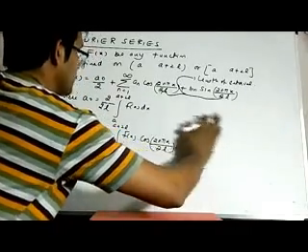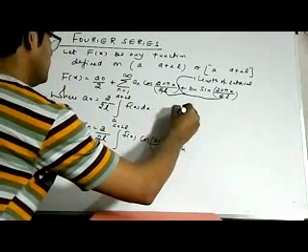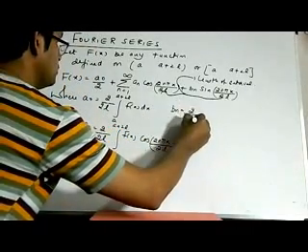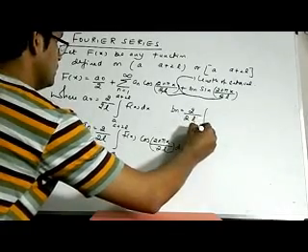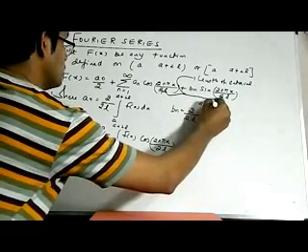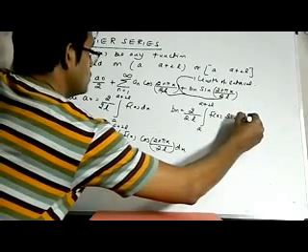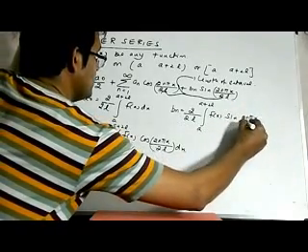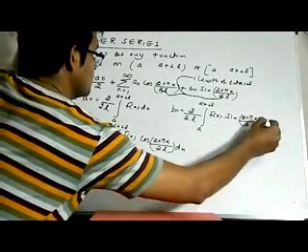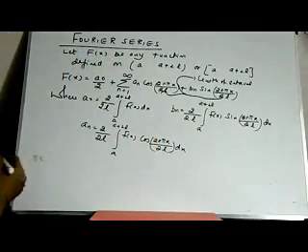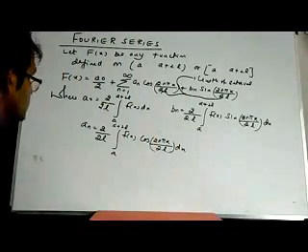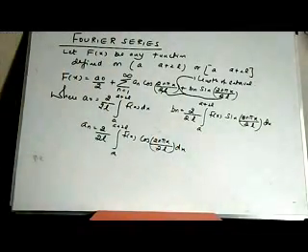Similarly, this can be written like that: bn is equal to 2 upon 2l integral a to a plus 2l f(x) into sin(2n pi x by 2l) dx. So now I think you should understand the concept of why I have written it this way. Now I will do one example based on this so that you can feel the concept.